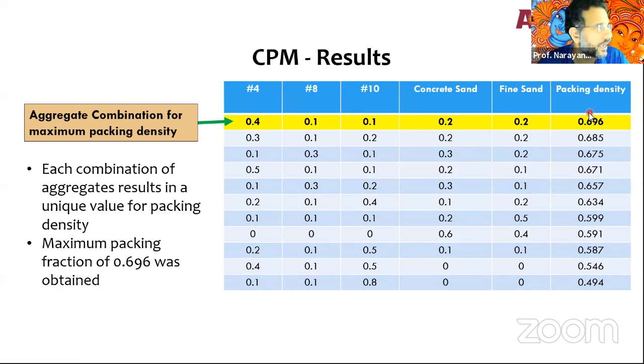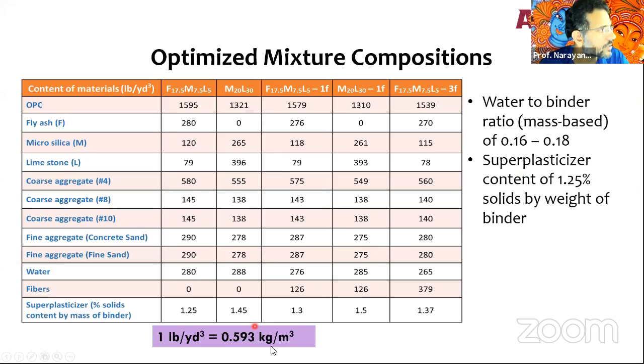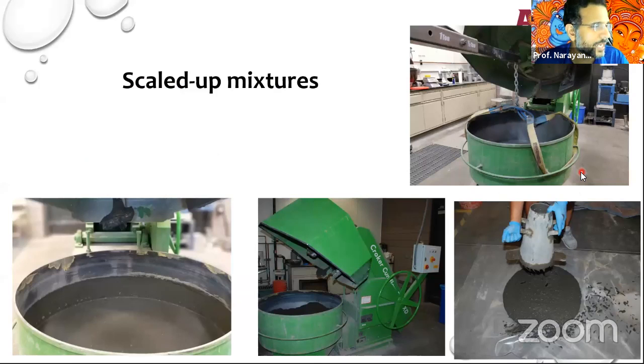And that's the idea. And here are the optimized mixed compositions. And you have water cement ratio of 0.16 to 0.18. Superplasticizer content of 1.25% of solids by weight of binder. That translates to about 4% of polycarboxylic ester superplasticizer by mass of cement. It's quite a lot of PC admixture to use, which really influences the cost of the mixture, which I'll show you in a minute. So scaled up mixes, I'll show you a few mixes that we have done.